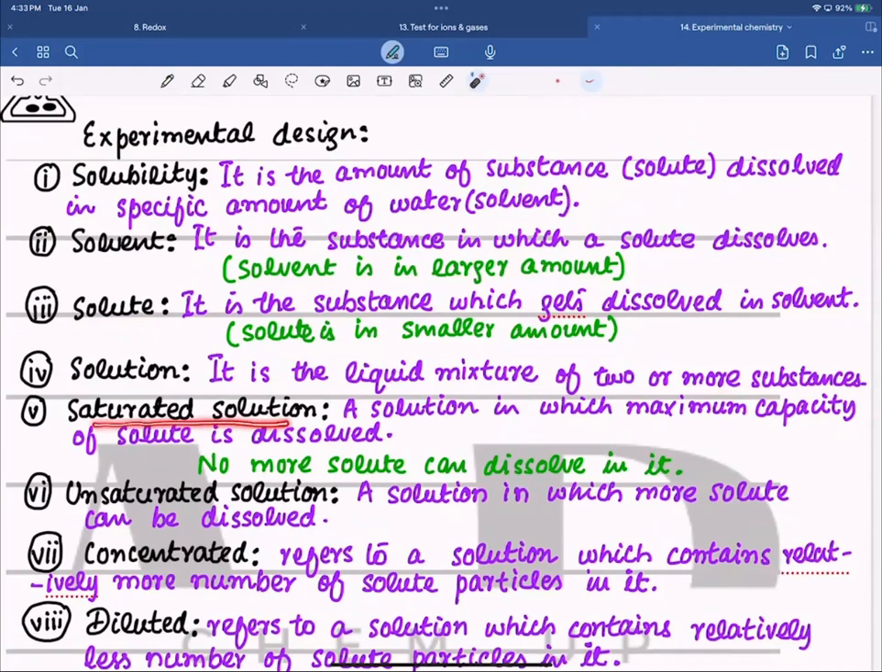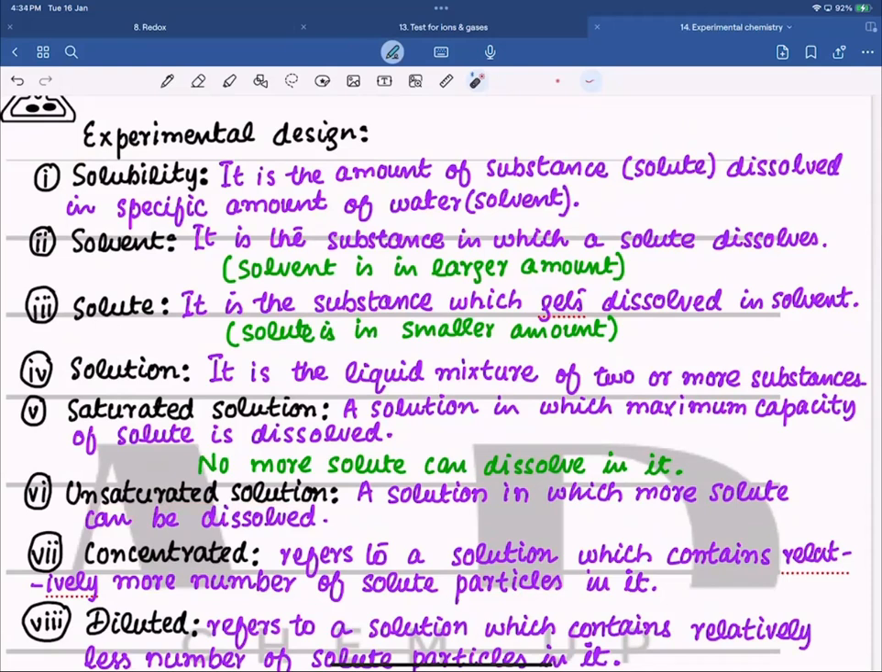Then saturated solution. A saturated solution is the one in which the maximum capacity of solute is present. If we add more solute and stir it, try to dissolve it, and no more solute is getting dissolved, then it means that is a saturated solution. Unsaturated solution is the solution which has a capacity to dissolve more solute. For example, if I have a solution of sugar, and I add more sugar and on stirring it gets dissolved, it means that initially the solution is unsaturated because it has the ability to dissolve more solute in it.